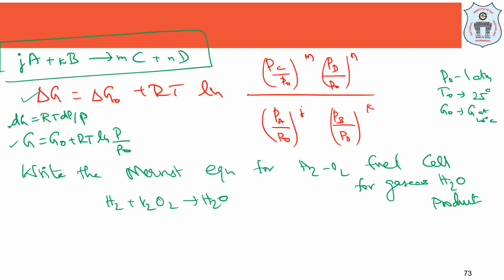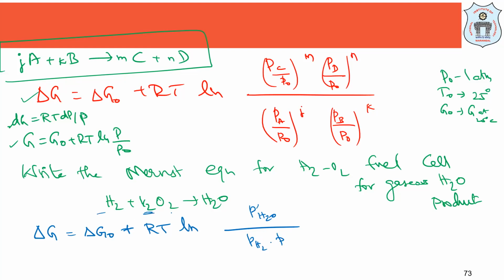Obviously, we can write it, right? So how will we write? We have delta G is equal to delta G naught plus RT ln of, so we are going to have H2O as the product, here we are having hydrogen, and we have them raised to the power of their mole fraction, right?